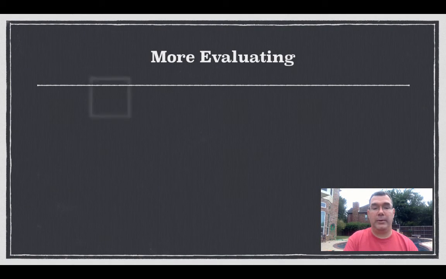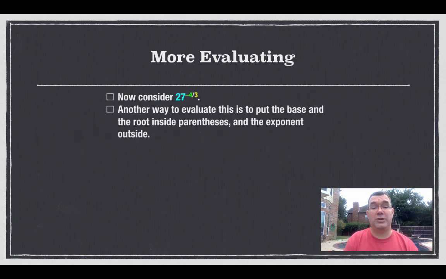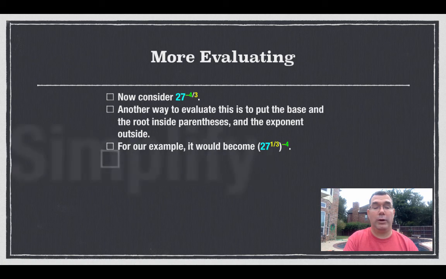All right, more evaluating. If I have 27 to the -4/3, because exponents can be negative even if they are rational, let's do 27 to the 1/3 and then raise that to the -4. I'm basically splitting up that -4/3 into 1/3 times -4. It's just another way of doing what I had already done. I'm just writing it out more clearly.